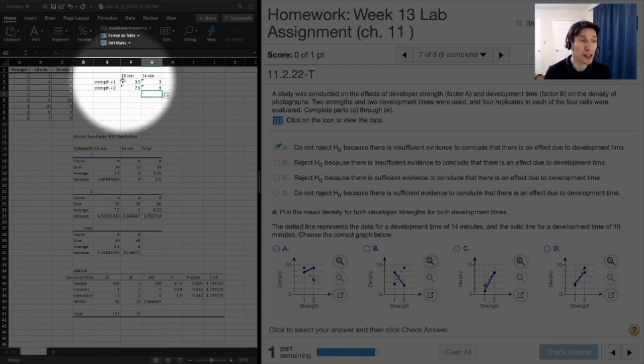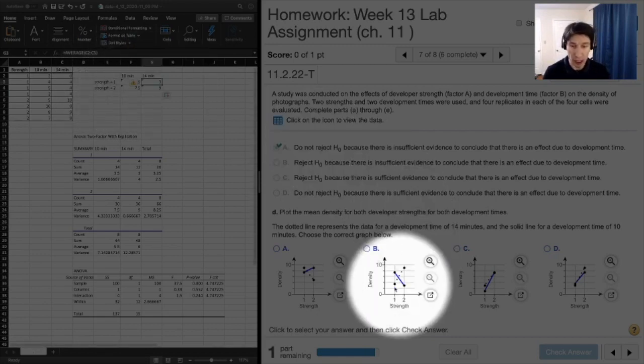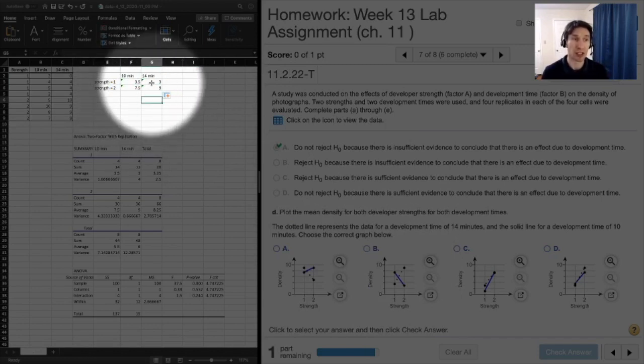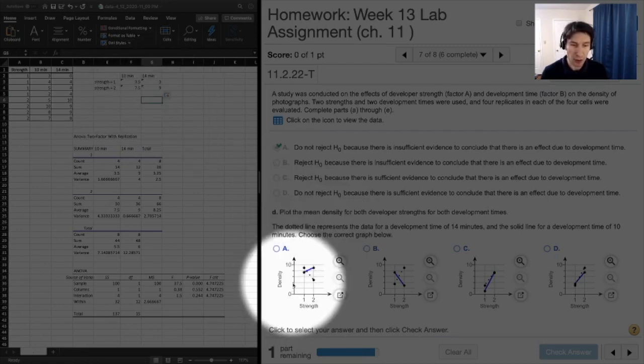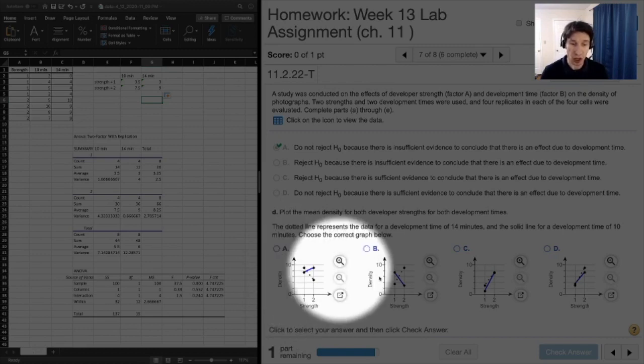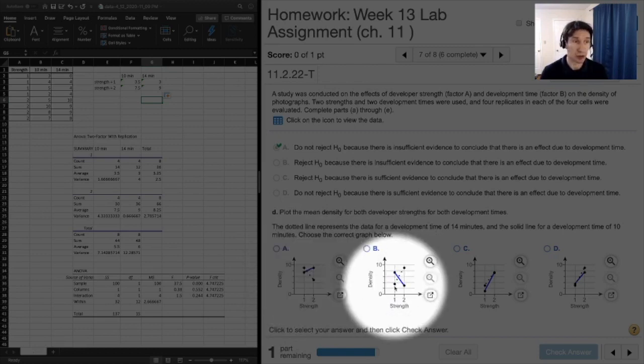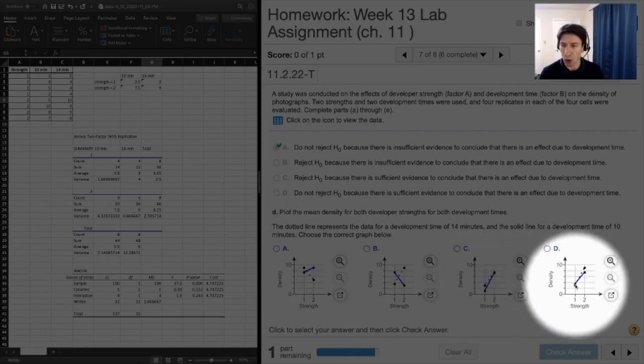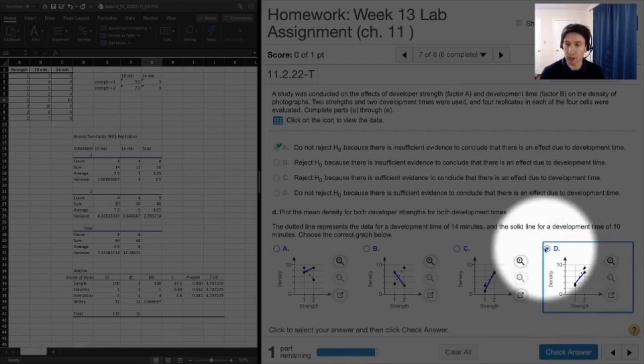So for strength equals 1, I have 3.5 and 3. And for strength equals 2, I have 7.5 and 9. So we have to have a full line that goes from 3.5 to 7.5 and a dotted line that goes from 3 to 9. Our scale is 0 to 10. 3 is around here. So these lines are not both starting at 3. It seems the blue line is a little too low. This one actually seems to work. Blue line going from 3.5 to 7.5 and a dotted line going from 3 to 9. This makes sense to me.